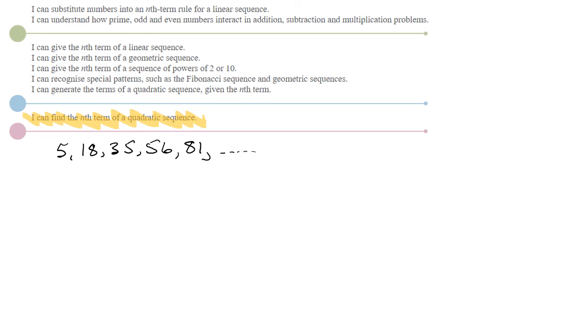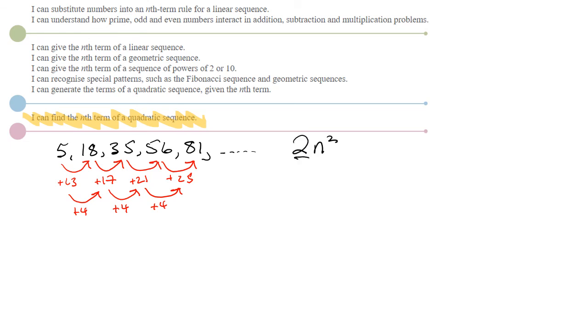Step number 1, look at the difference. So I can see that I add 13, then 17, then 21, then 25. Okay, it's not linear because that first difference is changing, so we look at the second difference, and every time the differences go up by 4. Half of 4 is 2, so straight away I can write down 2n squared. That's half the second difference.